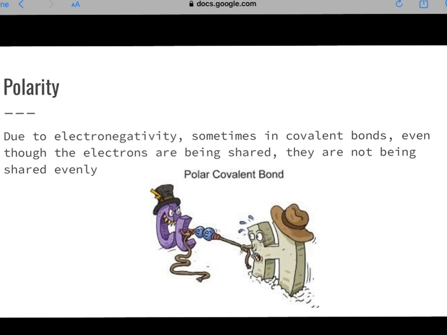So when we have two different kinds of atoms bonded together, like in this picture where we have a hydrogen bonded to a chlorine, in a covalent bond we know that electrons are being shared, right? If we were to do the Lewis dots, it would be like that, with these two electrons being shared between the hydrogen and the chlorine. However, due to differences in electronegativity, those electrons are not being shared evenly.